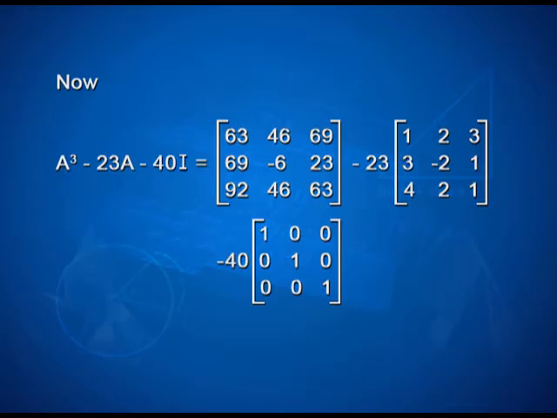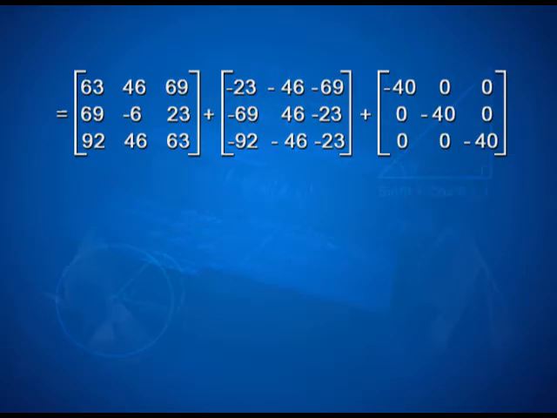On solving this, we get [63, 46, 69; 69, -6, 23; 92, 46, 63] plus, we have taken the minus sign inside, so all the elements get a minus sign here, [-23, -46, -69; -69, 46, -23; -92, -46, -23] plus [-40, 0, 0; 0, -40, 0; 0, 0, -40].